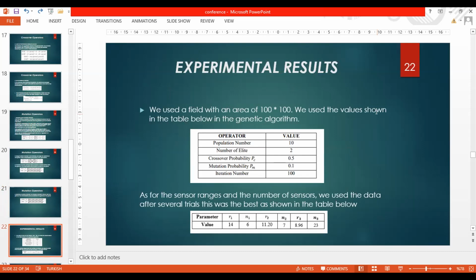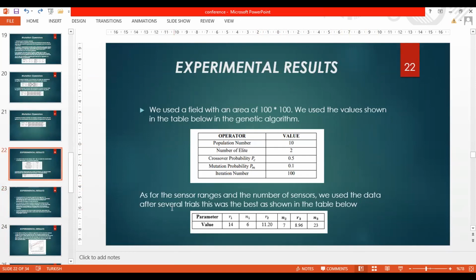Experimental results. We used a field with an area of 100 by 100. We used the values shown in the table below in the genetic algorithm: population number 10, number of elites 2, crossover probability 0.5, mutation probability 0.1, and iteration number is 100.